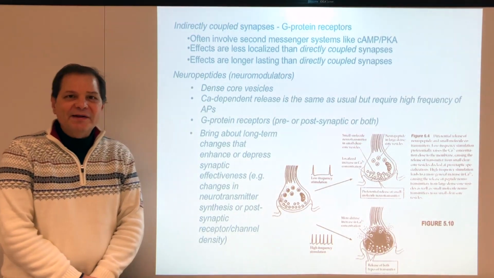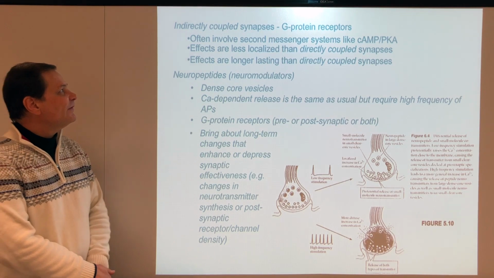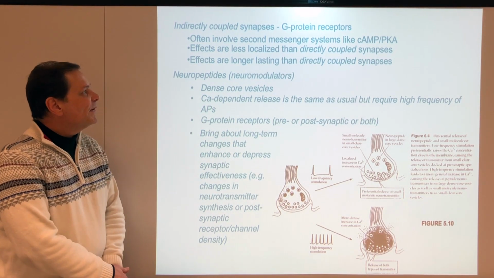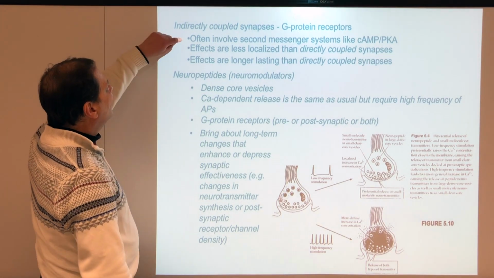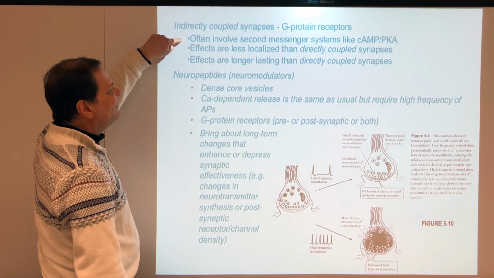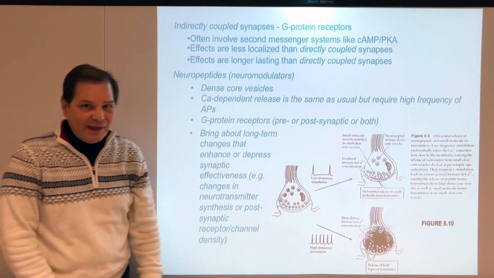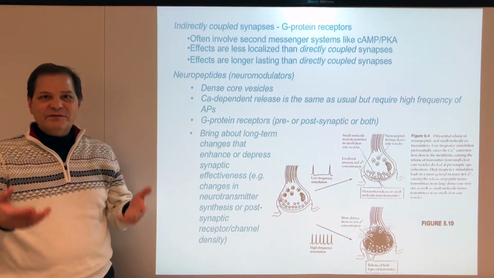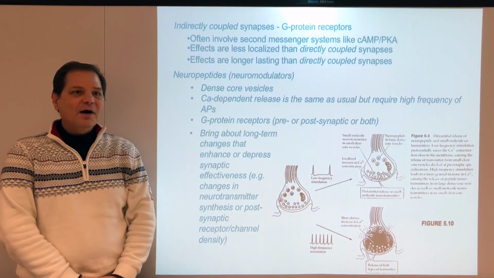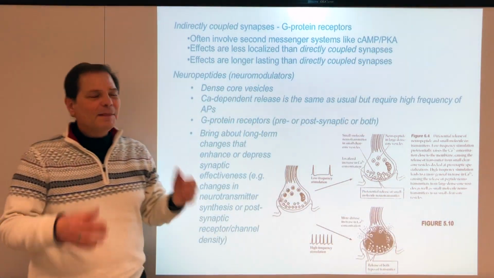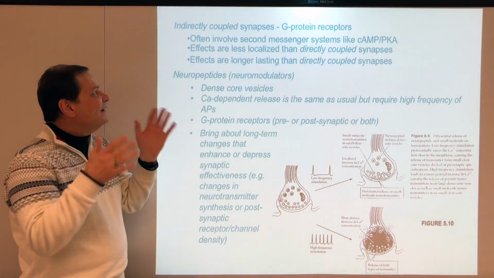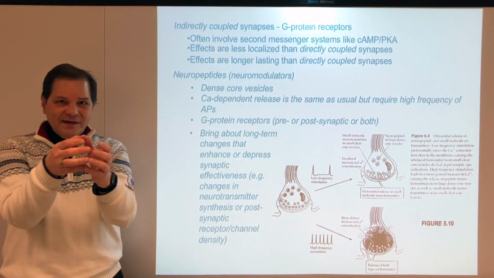We haven't talked much about indirectly coupled synapses. I don't really want to focus on them, but they do have some specialized characteristics you should be aware of. They often involve second messenger systems, so you guys know that. G proteins will often cause things like increased cyclic AMP and PKA activity. So the deal with second messengers is that they diffuse out.